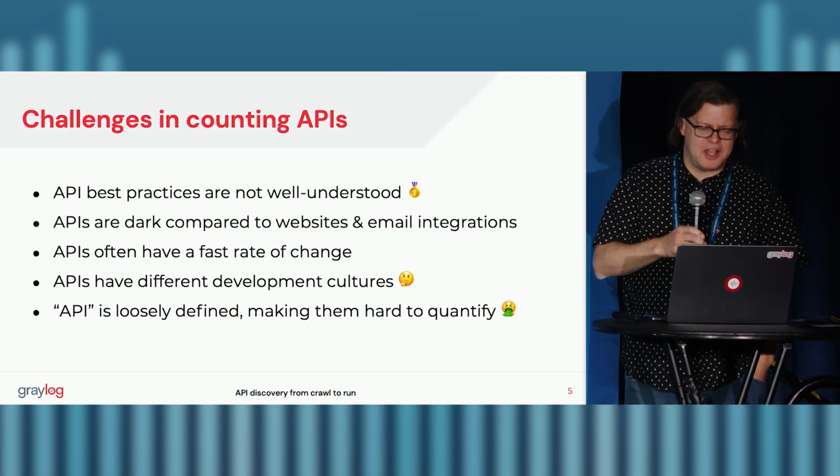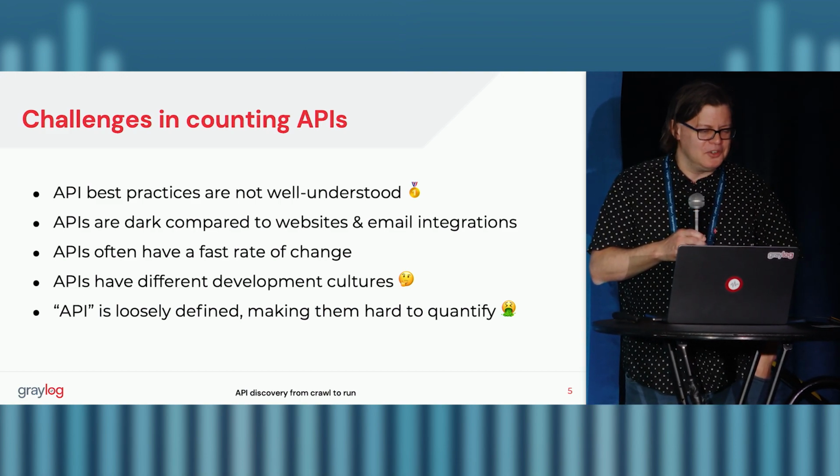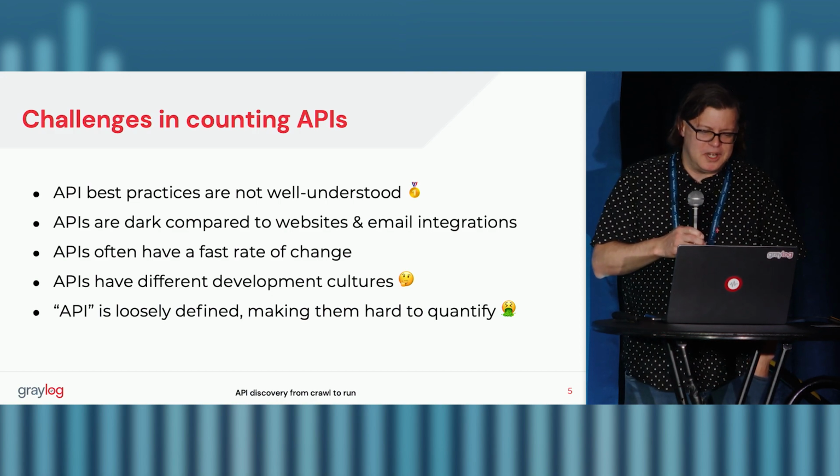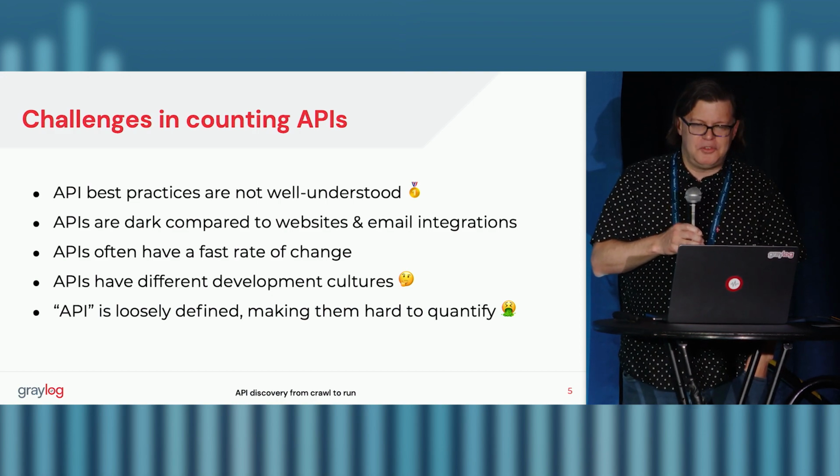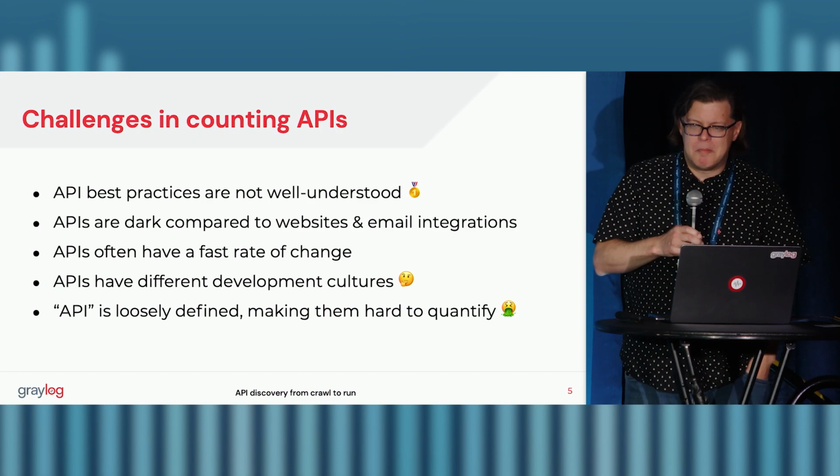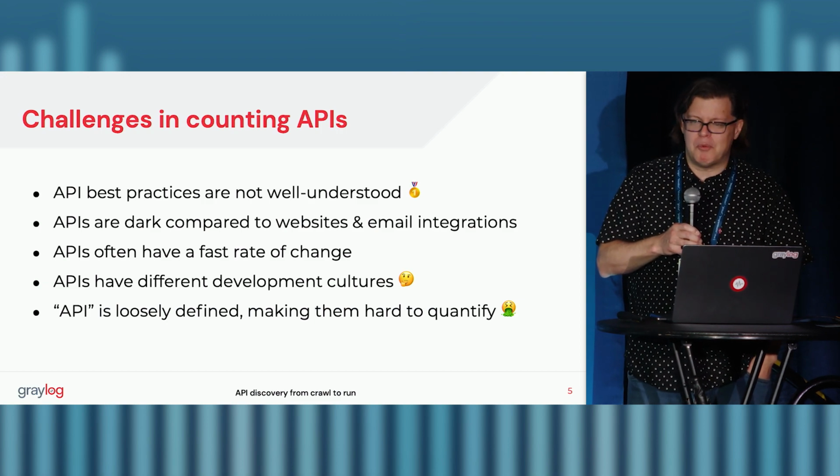I thought I knew what APIs were, but as it turns out, even the whole concept of what an API is, is loosely defined. I thought I knew what an API was until I tried to count them and to get everyone to agree on what the count was. And then I realized, wait, maybe we're not using the right definition here. So let's try that as a group.